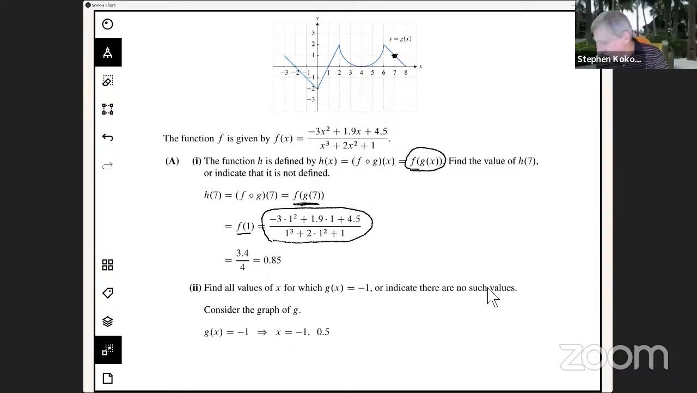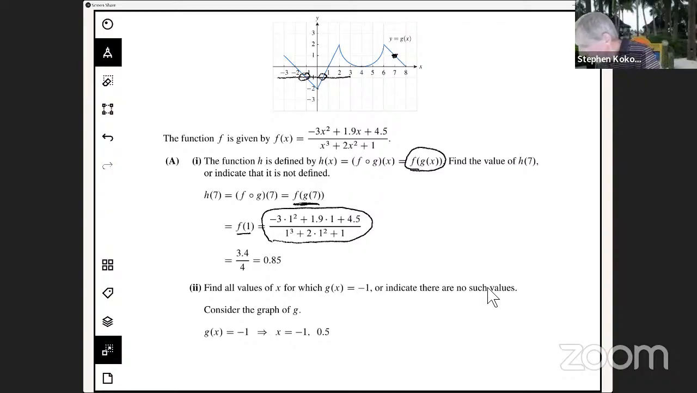Beautiful. Part 2 in A says find all the values of x for which g of x is equal to -1. Well, I've got to go back up to my graph again. Here's this horizontal line at -1. I can see that it intersects the graph of g in two places. One place where x is equal to -1. And I've got to think a little bit about the slope of that line segment, and indeed, the other value is 0.5.